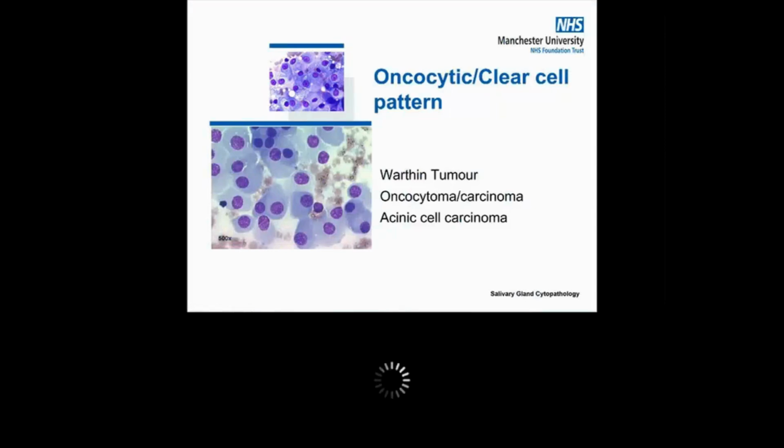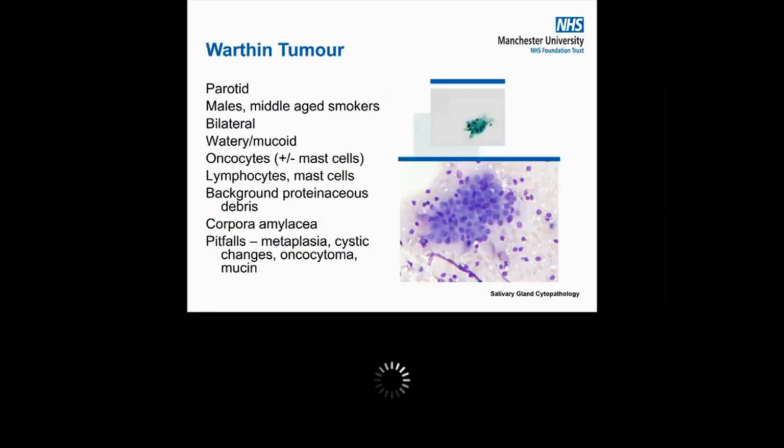Moving on to the oncocytic and clear cell pattern. The main differential diagnoses here will be between Warthin's tumour, metastatic carcinomas, and acinic cell carcinoma, and we'll discuss these in turn. The Warthin tumour is a common benign neoplasm, most commonly affecting middle-aged male smokers. They can be bilateral.